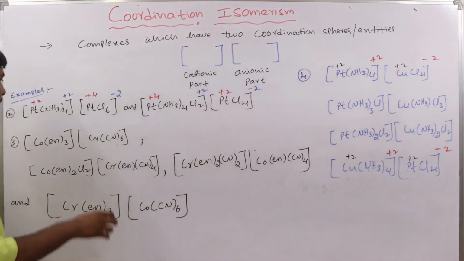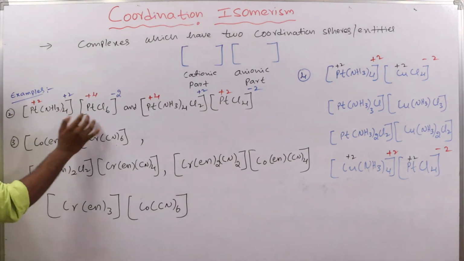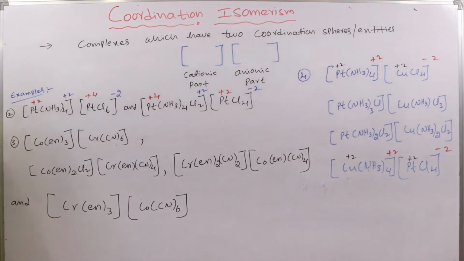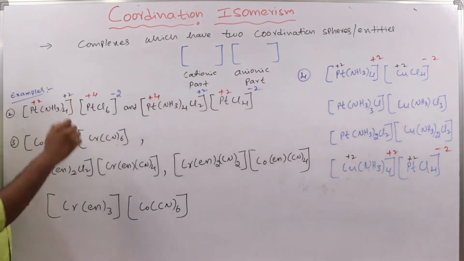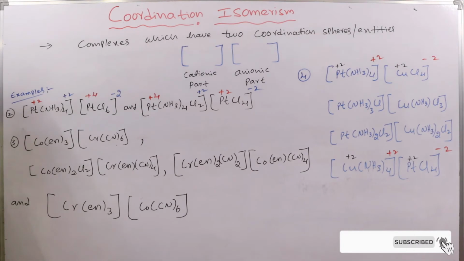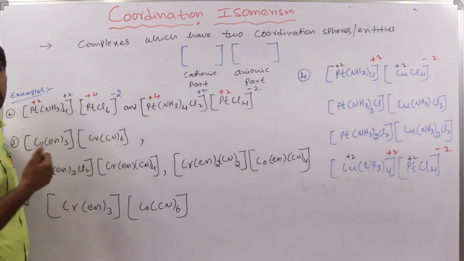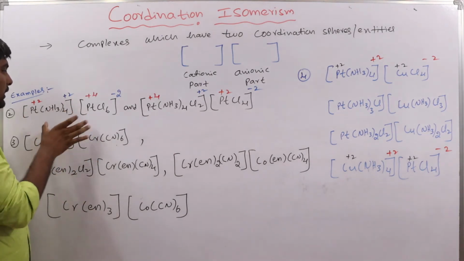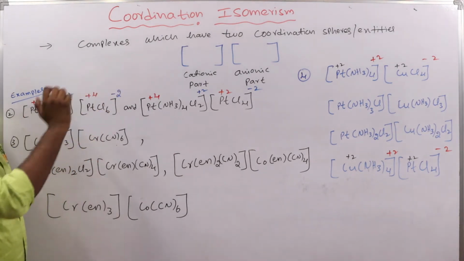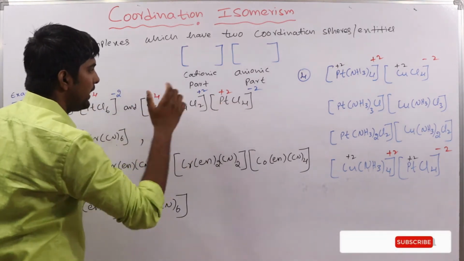Remember that. Now see here, the two metal atoms are the same in both the coordination spheres. But here it is tetra coordinated, and here it is hexa coordinated. Now see here, the oxidation state of platinum is how much? +2. Here the oxidation state of platinum is how much? +4. So that's why it is the same metal atom but with different oxidation states. So this is one isomer, this is another isomer.